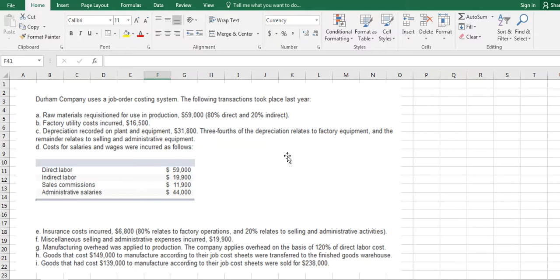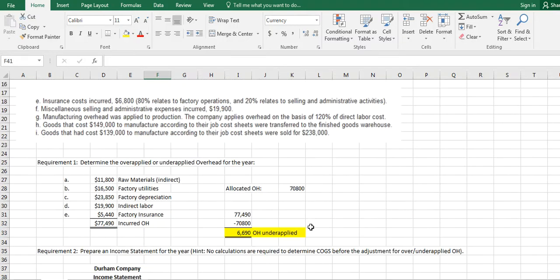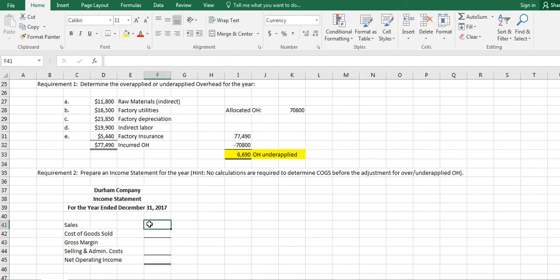Let's see if I can find it. Here. Item I, goods that had a cost of $139,000 to manufacture according to their job cost sheets were sold for $238,000. So this is your sales. So we don't have to do anything to calculate that.